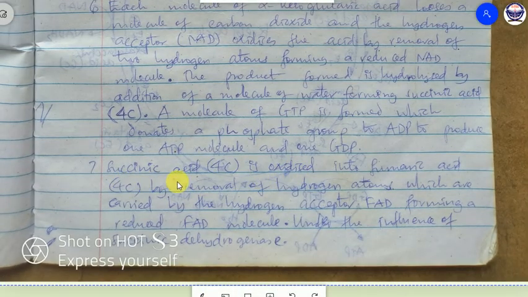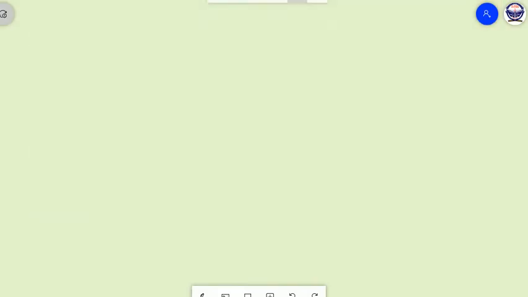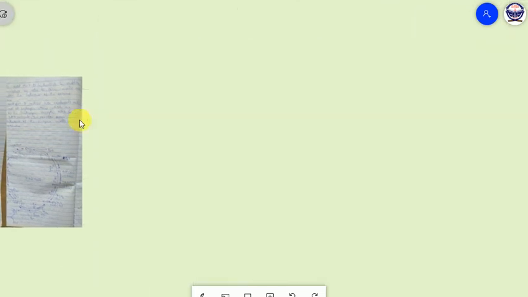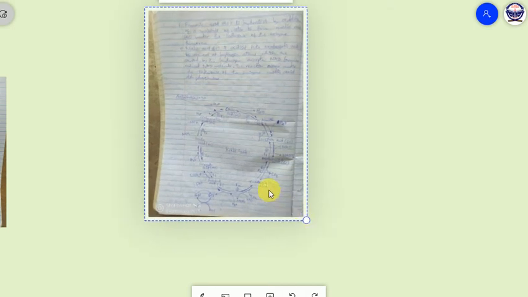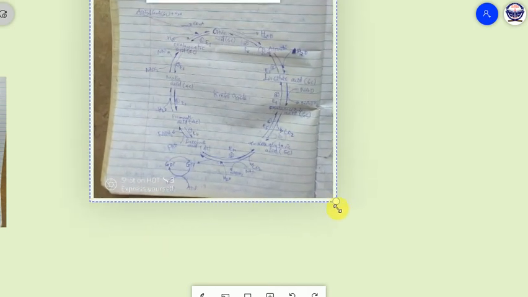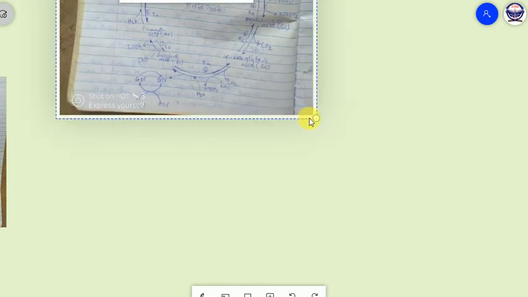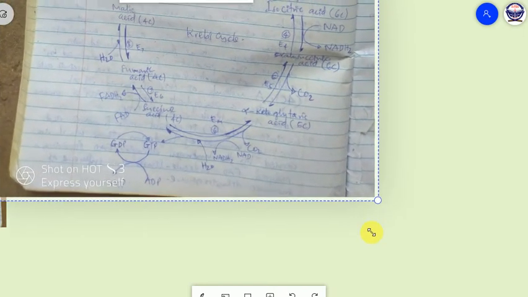From there step ya 7, succinic acid is oxidized into fumaric acid by removal of hydrogen atoms which are carried by hydrogen acceptor FAD, forming a reduced FAD molecule under the influence of succinic dehydrogenase. Kwa ukitoka pale ukimaliza ile step ya 6, hizi steps zinazofuata unatiririka tu succinic acid dehydrogenase, unajikuta at the end of the day umeshamaliza reactions zako za Krebs cycle, kwa sababu unakuwa ni very easy hapo kuendelea huko mwishoni.